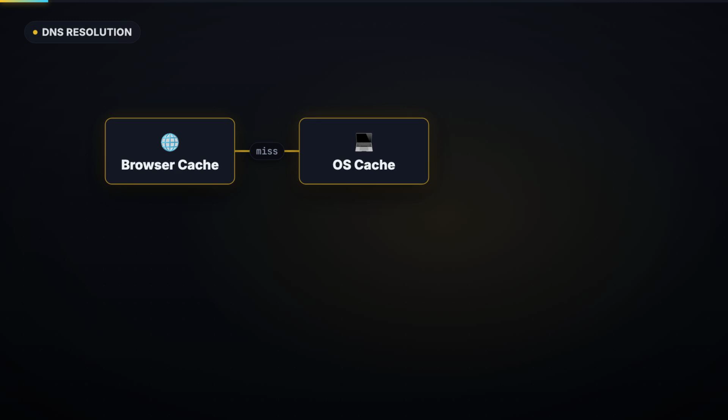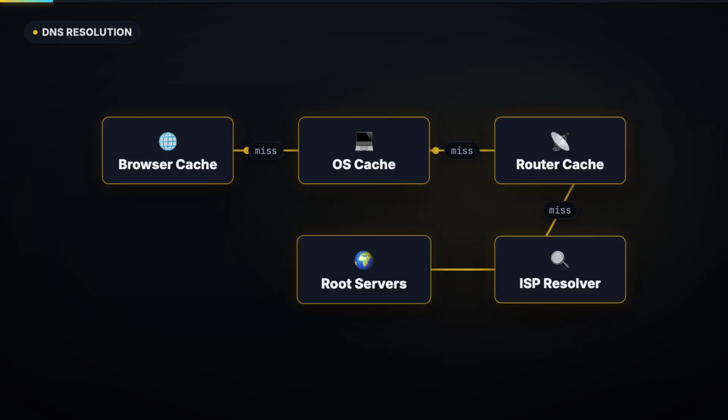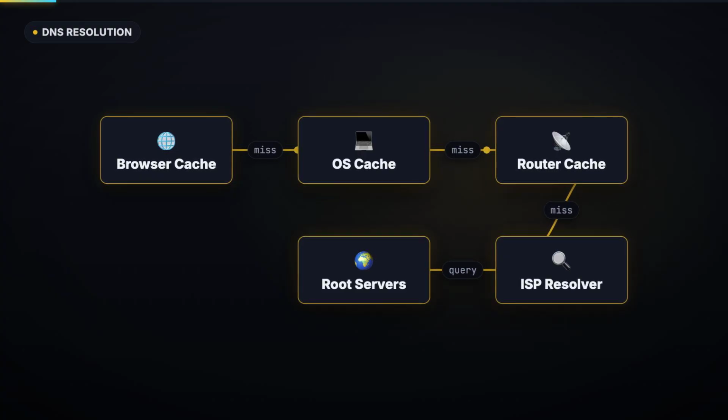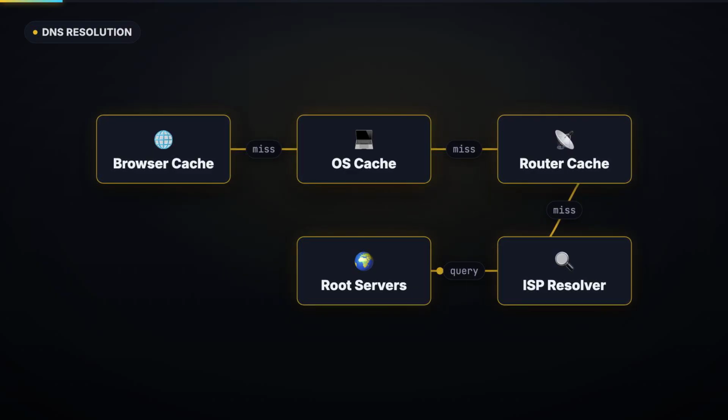Your DNS request climbs a hierarchy of caches. First the browser cache, then the operating system cache, then your router cache. If all three miss, your ISP's recursive resolver enters the game and starts querying the authoritative sources. This cascade exists because DNS lookups are expensive, and the average query takes 95.2 milliseconds globally.